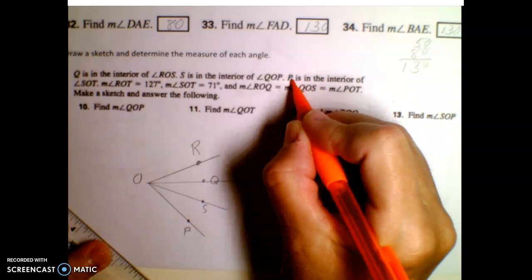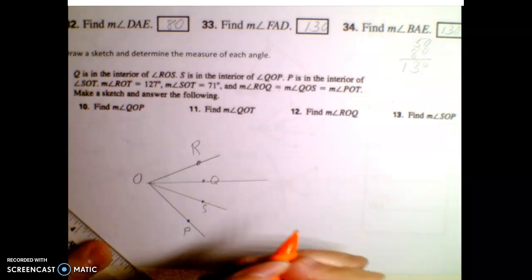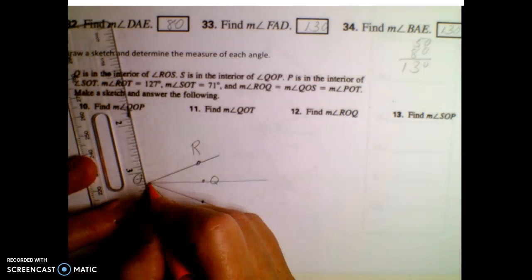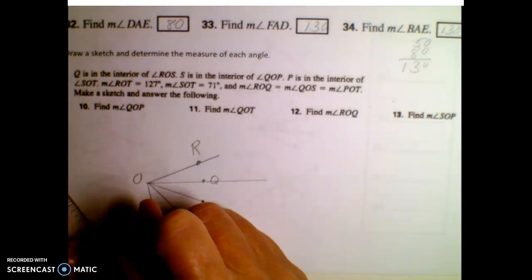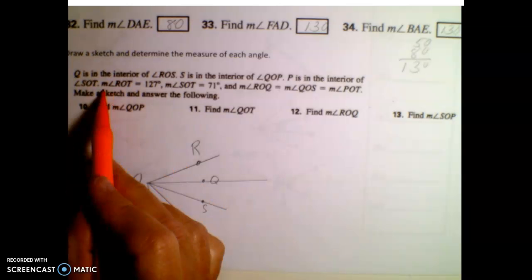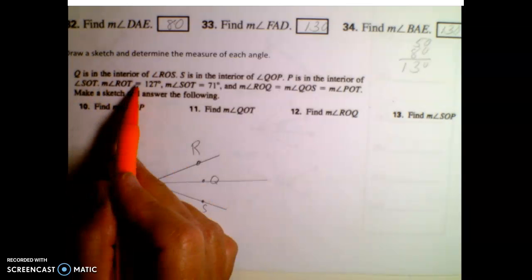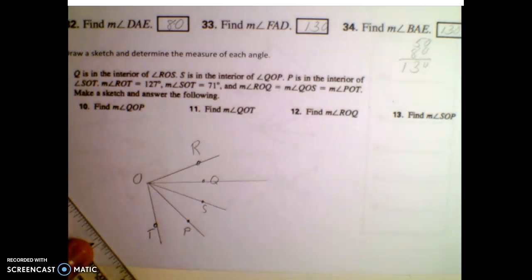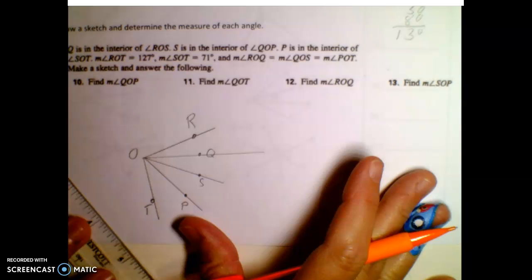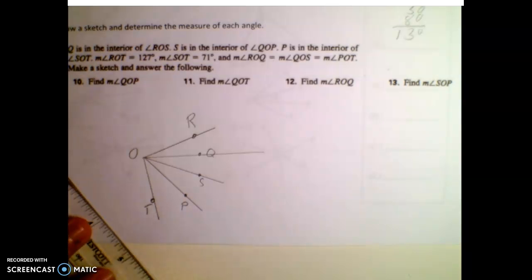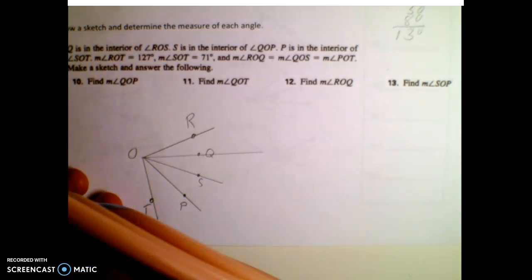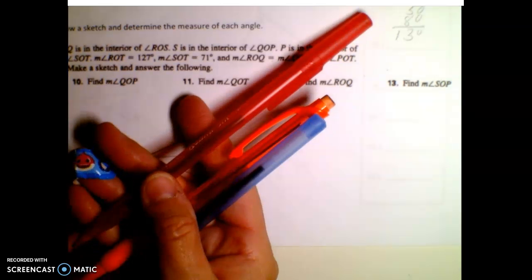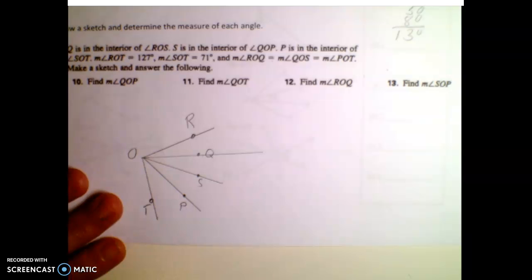So P is in the interior of SOT. So here's S, here's O. Oh, so T must be down here for P to be in the interior. And now they start giving us some information here about the angles. So this is where we're going to mark our picture. Now remember, we're just freehand drawing this and we know nothing about angles right now. So they're not going to be the right size or shape. So this is where I start using tools. So I'm using two different colors of pens and I'm using a pencil.